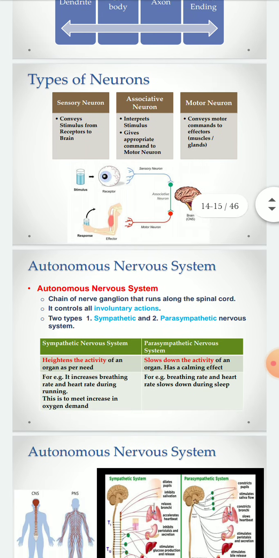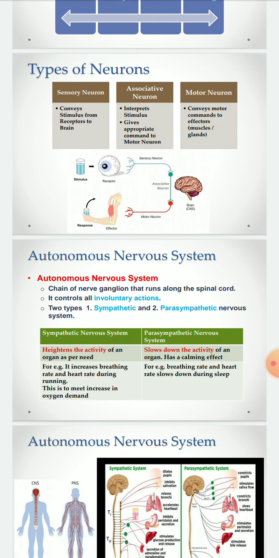What are the various types of neurons? Sensory neuron, associative neuron, and motor neuron. A sensory neuron conveys stimulus from receptors to the brain, and an associative neuron interprets the stimulus and gives the appropriate command to the motor neuron. And the motor neuron conveys motor commands to effectors, muscles, or glands.